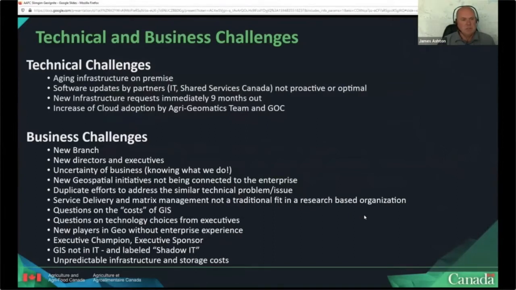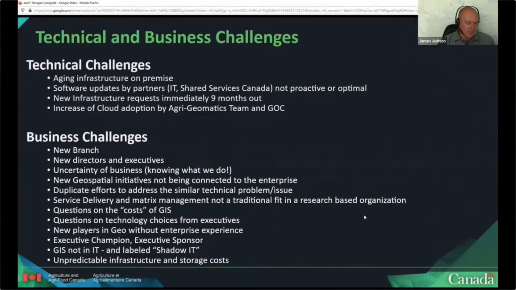We are constantly needing new infrastructure, and when we make an infrastructure request, it can be immediately responded to with a 9-month plus wait. And even within our own team, we've got technical challenges where we have portions of the team really pushing towards cloud adoption with machine learning and AI, and thus pushing the enterprise along with technical challenges as well. But the bigger problem or the bigger obstacle is often business challenges. So we're somewhat of a new branch, the Science and Technology branch within Agriculture Canada.